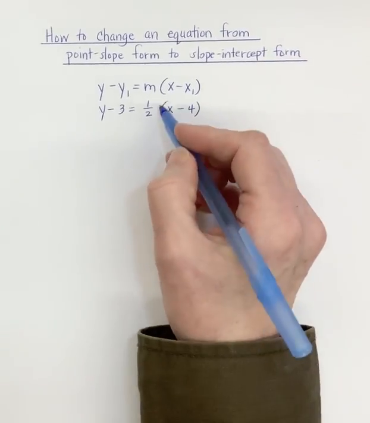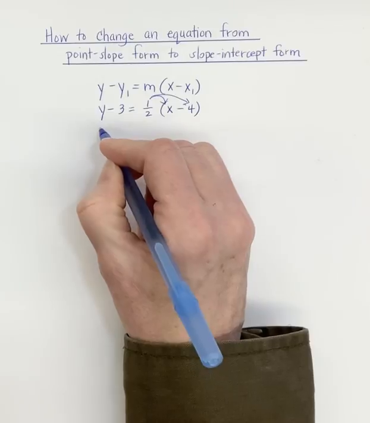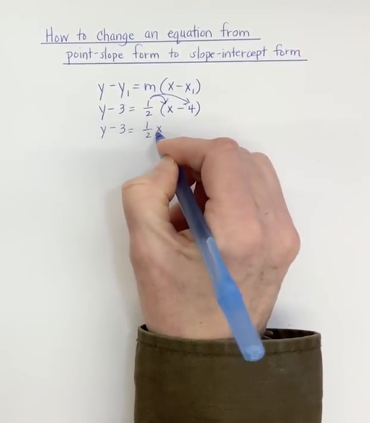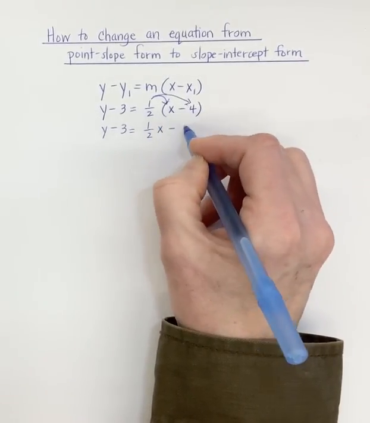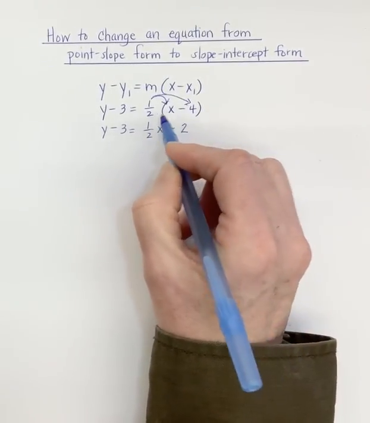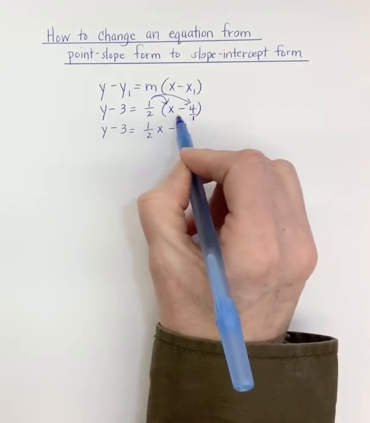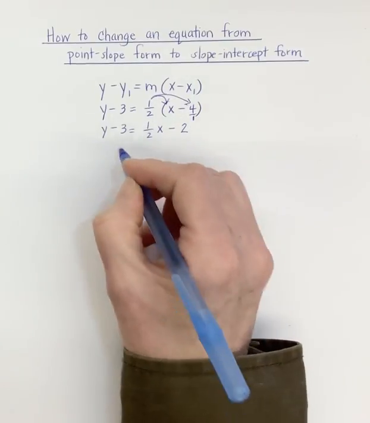Here, we're going to need to first distribute 1/2, and we'll then have y minus 3 equals 1/2 x minus 1/2 times 4. 1/2 times 4 is 2. One way to remember that is to put 1 underneath. 1 times 4 is 4. 2 times 1 is 2. 4 over 2 is 2.